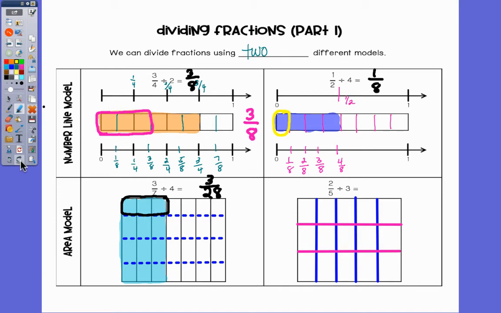Okay, now we need to shade in our 2/5. So we're going to come over here. We're going to shade in 2 of our fifths. And once we divide it into thirds, we can come in and circle and find out that 2/15 is our answer.